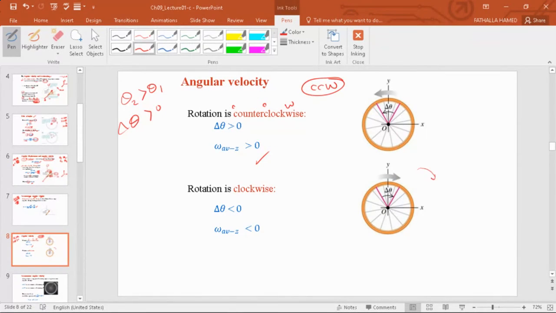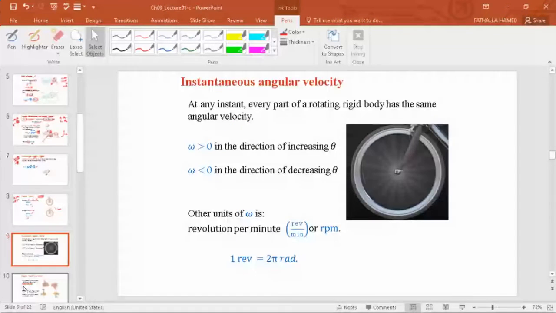Now, if you rotate the other way, where you omit the counter and just say clockwise, it is CW here, clockwise. You know that in this case, your theta 2 is going to be less than theta 1. And that will tell you that the delta theta will be less than 0. And of course, the omega f along that direction will be less than 0. So that's one thing that you have to keep in mind, in a similar fashion to what we did when we talked about linear motion or motion in a straight line in chapter number 2.